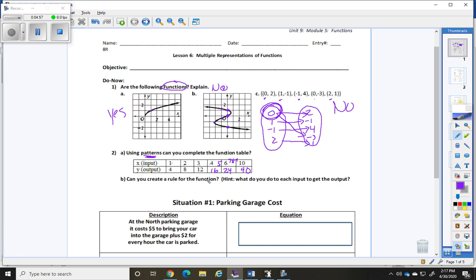But when you create a rule, you really want to know what can you do to the input to get to the output. Do you notice that you just multiply by 4? So the rule is y equals 4x.